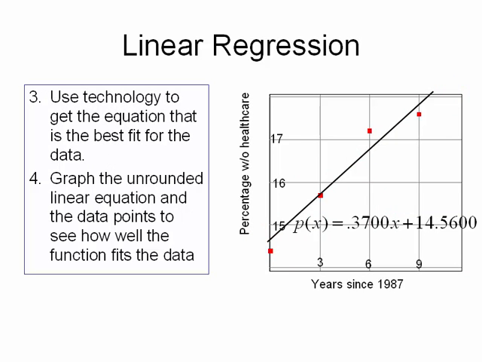Now we use technology to get the equation that is the best fit for the data, and we graph the unrounded linear equation and the data points to see how well it fits. In this particular case, I'm using a function p of x for percent, and that's equal to 0.3700x plus 14.5600. You can see that this line goes very close to the points. The first point is a little bit low. It goes almost perfectly through the second point. The third point is a little bit high, and the last point is a little bit low.